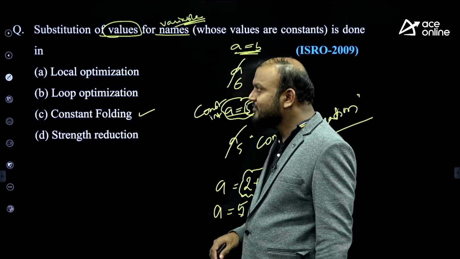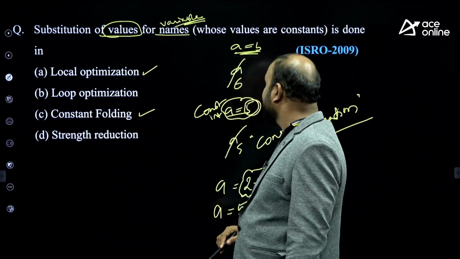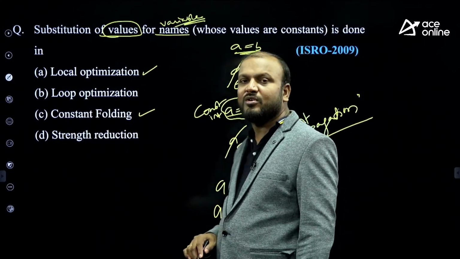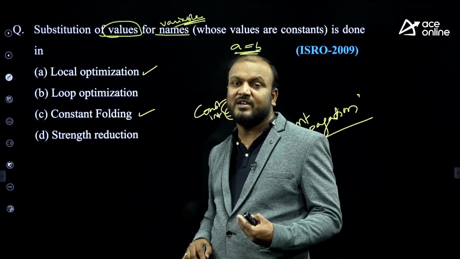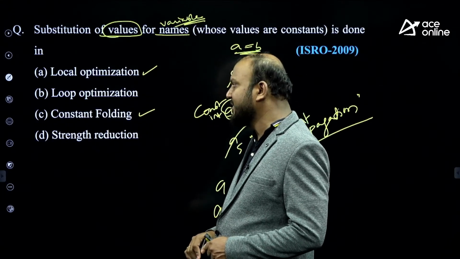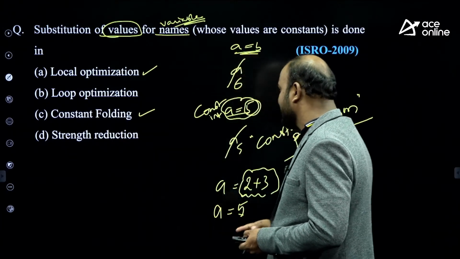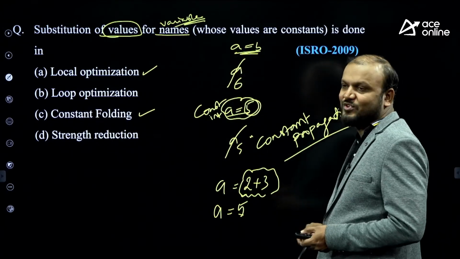But instead of constant folding, he could have given local optimization. Okay, happy. But constant propagation is also not local optimization, because constant propagation can be done locally as well as globally. That is also not a proper option. See, no option is proper. Actually, the option should be constant propagation, but it's not there.